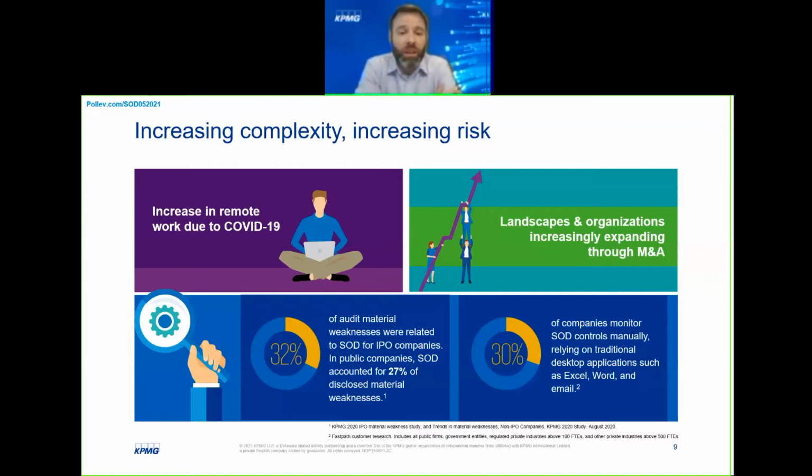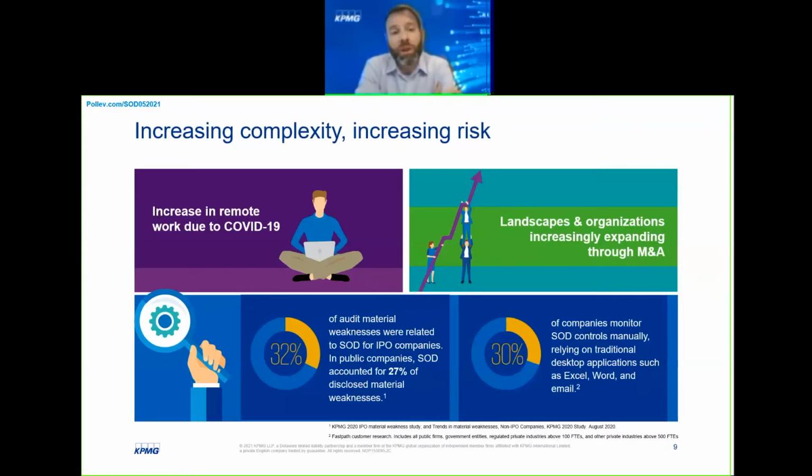And so a couple of the statistics on this page just to highlight. The first one, KPMG does a material weakness study every year for all the material weaknesses that are noted in SEC filers every year. And as you can see here in our most recent study, 32% of the material weaknesses at IPO companies were due to SOD. And then when you look at non-IPO companies, it's not much better. 27% of the material weaknesses disclosed were related to SOD. So this is still a big problem. Like I said, a lot of these factors that we're mentioning are just making it worse.